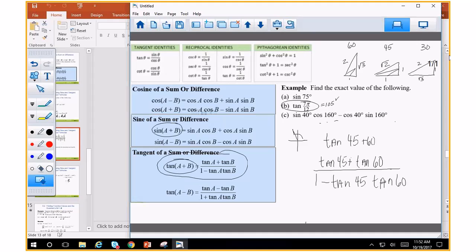Tangent, Oscar had a hump of apple. So tangent of 45 would be 1, right? So that's going to be 1 over 1 plus, and tangent of 60 is going to be square root of 3 over 1. Everybody got that?